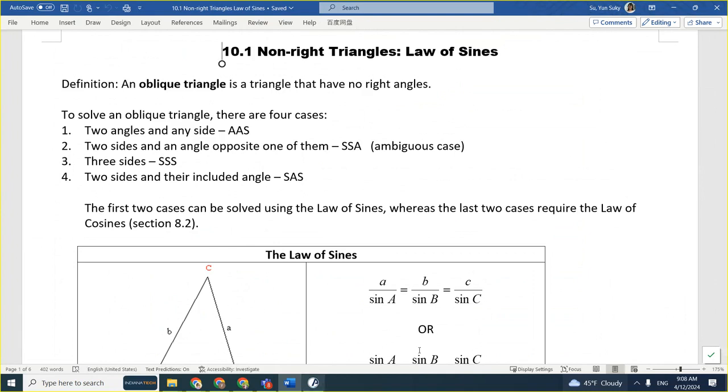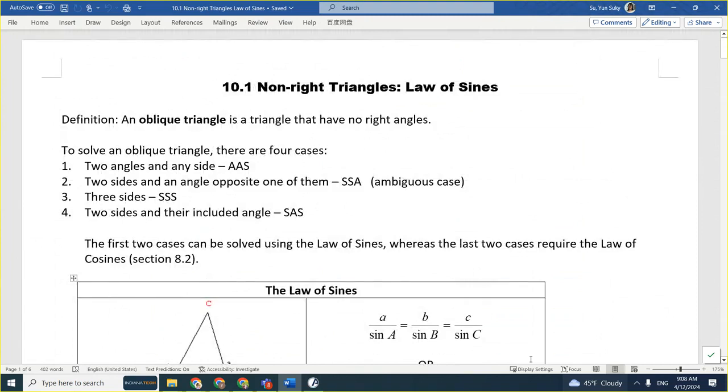In our course, we have been dealing with right triangles, right? And this is the time when we deal with non-right triangles. What if the triangle is not a right triangle? What do we do? Here, definition: an oblique triangle is a triangle that has no right angles. To solve an oblique triangle, there are 4 cases.